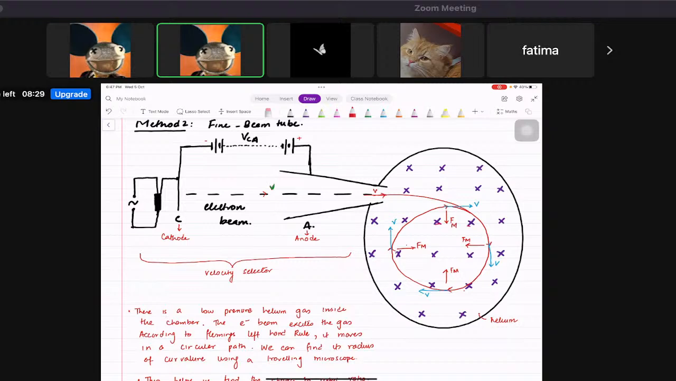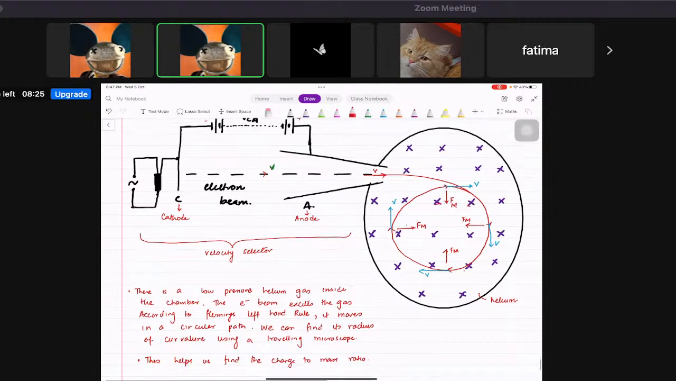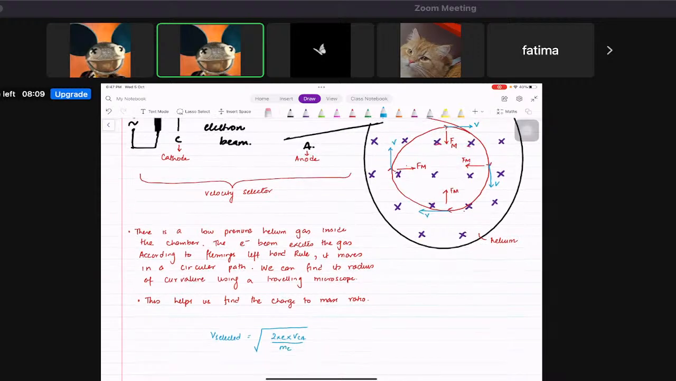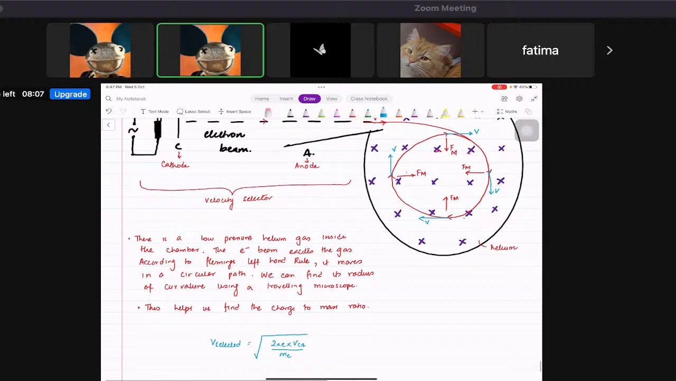Because it is moving in a circular motion, remember that in the previous example it's the same thing. The velocity that was selected is given by the formula 2 times e times V over the mass of the electron, and we just need charge over mass like that, right?